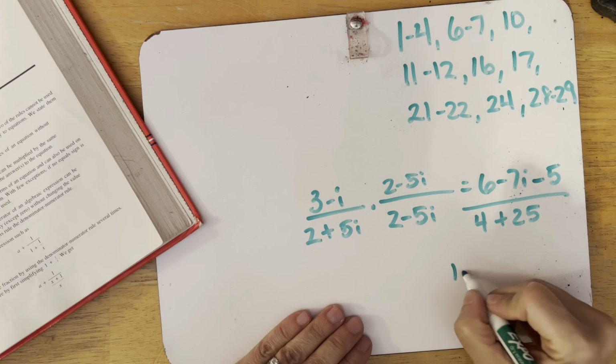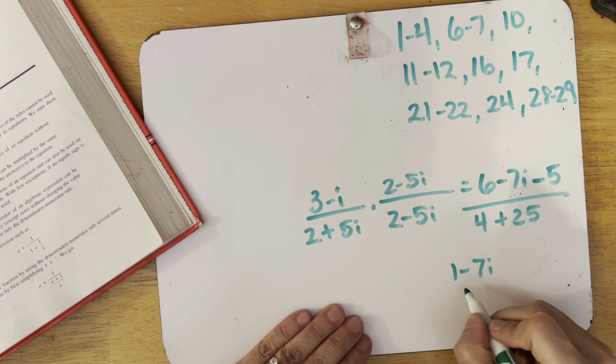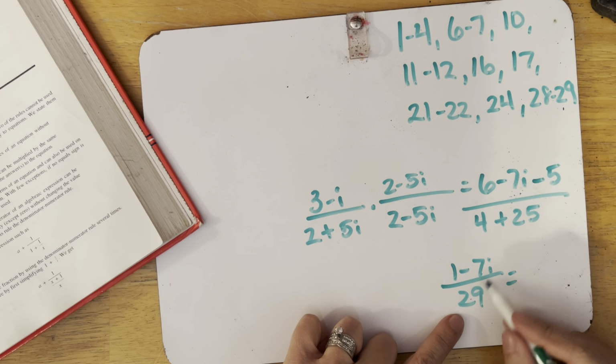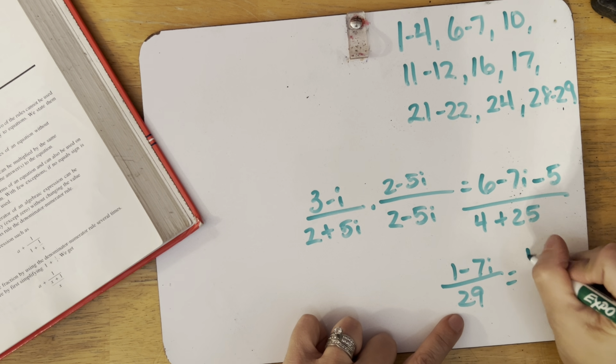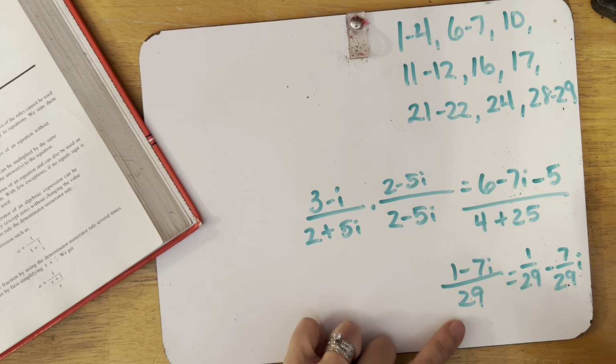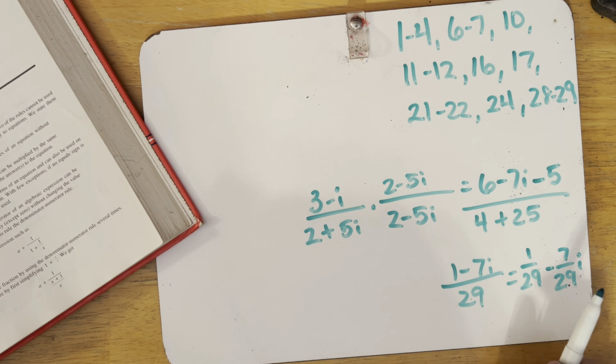And I have 1 minus 7i over 29, but this is not my final answer. Remember, it's not in standard form, so I've got to separate it out into 1/29 minus 7/29 i, and that would be your final answer.